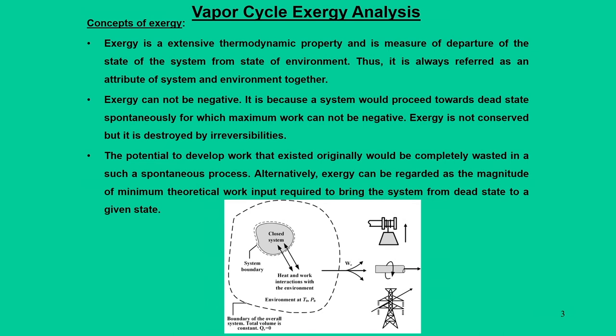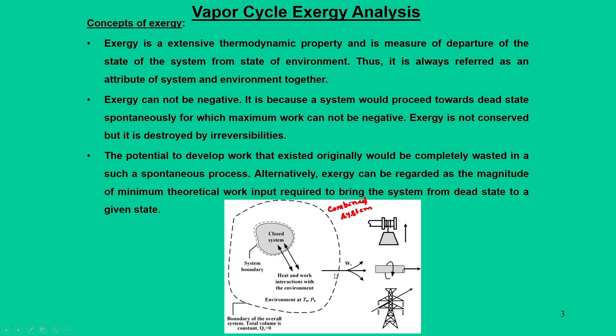The system can be considered to deliver the best potential of work when it reaches the final thermodynamic condition, which is at the dead state. If you look at a closed system with a certain system boundary, this system can interact with the environment, and the environment condition is at pressure P naught and temperature T naught. The system and environment can be considered to work together, in which heat and work interactions are possible. Now, if you take the system and surroundings together as a combined system, the system and surroundings work together to produce energy in the form of work.